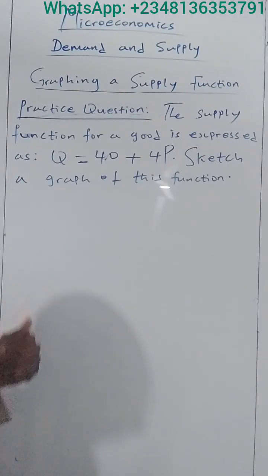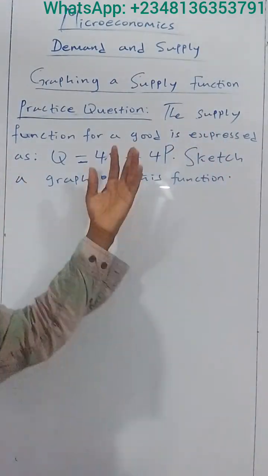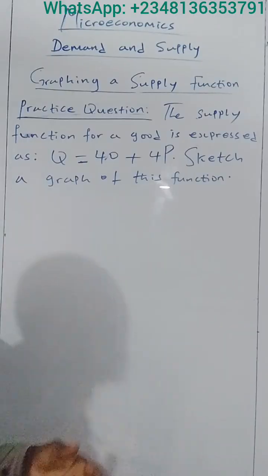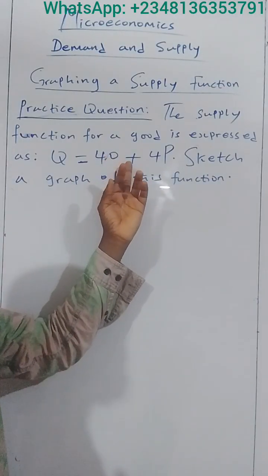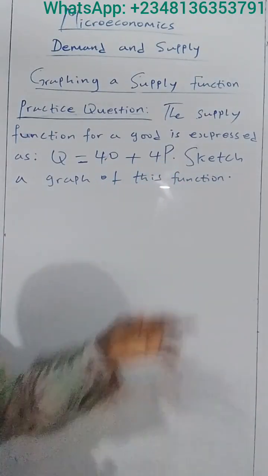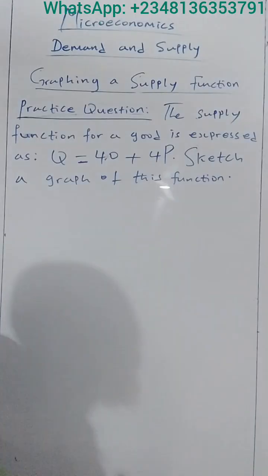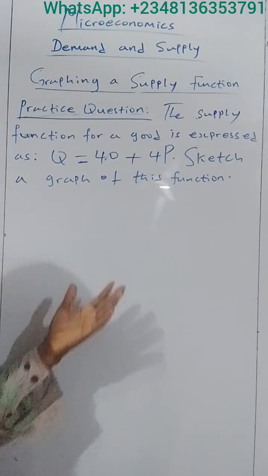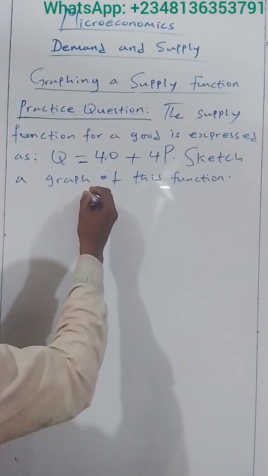In this class, I'll be solving this practice question on how to graph a supply function. So the question goes thus. The supply function of a good is expressed as Q equals 40 plus 4p. Sketch a graph of this function. So how do we sketch a graph of this function? So, solution.